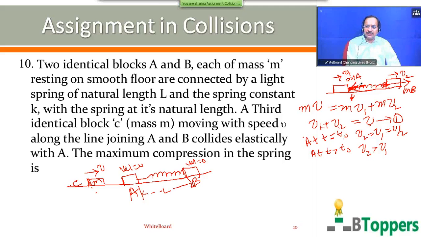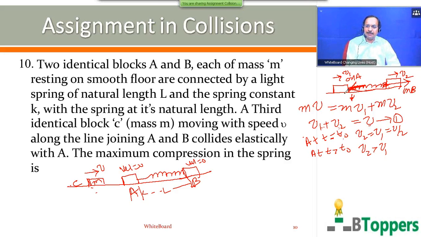Then the separation between the two blocks keeps decreasing. The length of the spring keeps decreasing. Compression of the spring increases. So at the particular instant t equal to t naught, the velocities of the two blocks become equal. After that instant, V2 will become more than V1, because V2 keeps increasing due to the force on block B by the spring in the direction of its motion. So when V2 becomes more than V1, the separation between the two blocks begins to increase.